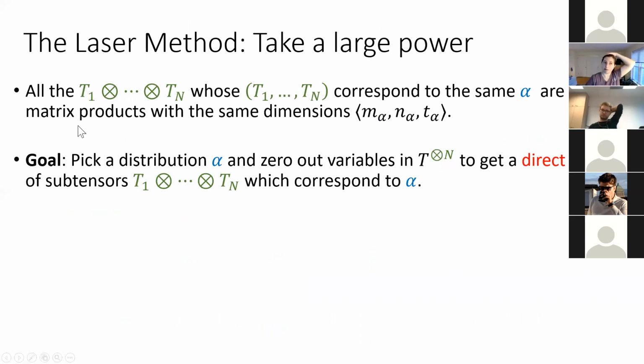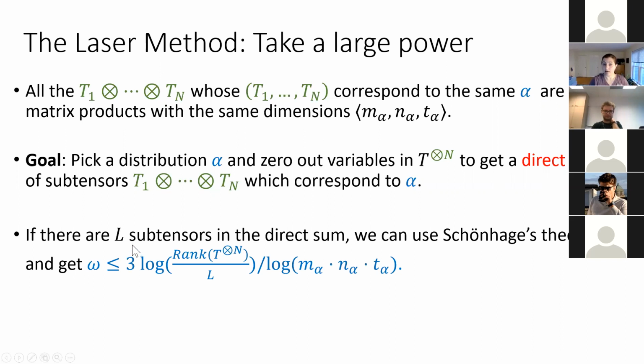Here's what I said again. Every one of these terms whose distribution is alpha will have the same dimensions, m sub alpha, n sub alpha, t sub alpha, for some values of m sub alpha, n sub alpha, and t sub alpha. And our goal is to pick some distribution alpha and zero out variables in the nth power to get a direct sum of subtensors that correspond to alpha. And they will have the same dimensions by what we said up there.